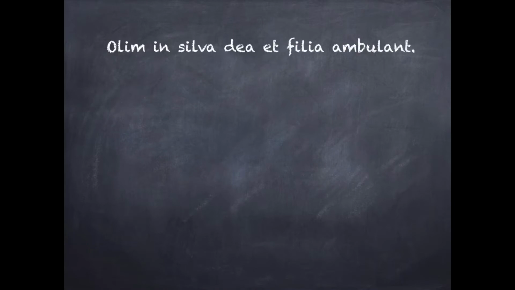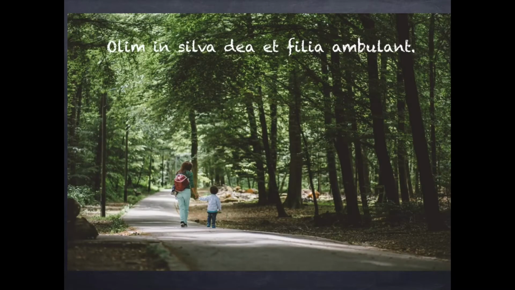Olim in silva dea et filia ambulant. Do you remember what it says? Maybe this picture will jog your memory. The prepositional phrase in the sentence is in silva, or in the forest. The sentence says the goddess and her daughter are walking in the forest.